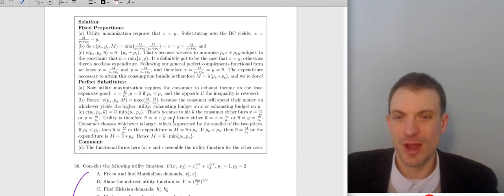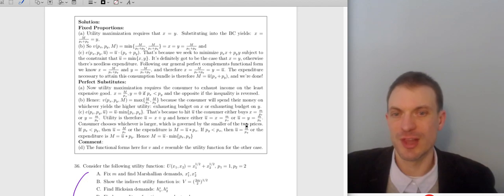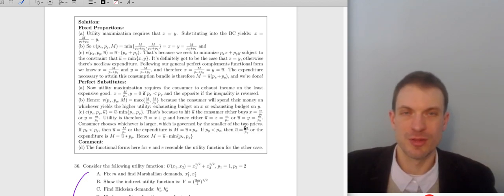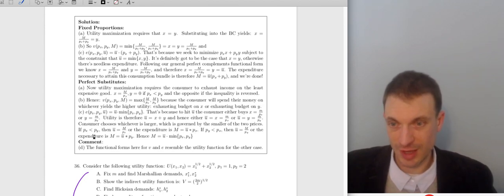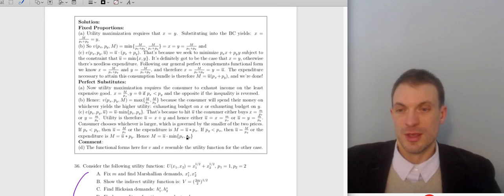The expenditure, well, I'm going to think about hitting a particular utility bundle, buying either only x or only y. So my utility is going to be x plus y. And my utility is going to be either x equals m over px or y is equal to m over py. Consume whichever is larger, which is determined by the smaller of the prices, for the reason from before. All right, so if price of good x is less than price of good y, then my utility is m over px. The expenditure is, u is my utility level, so m over px times the price of good x, which is just m, and so on.